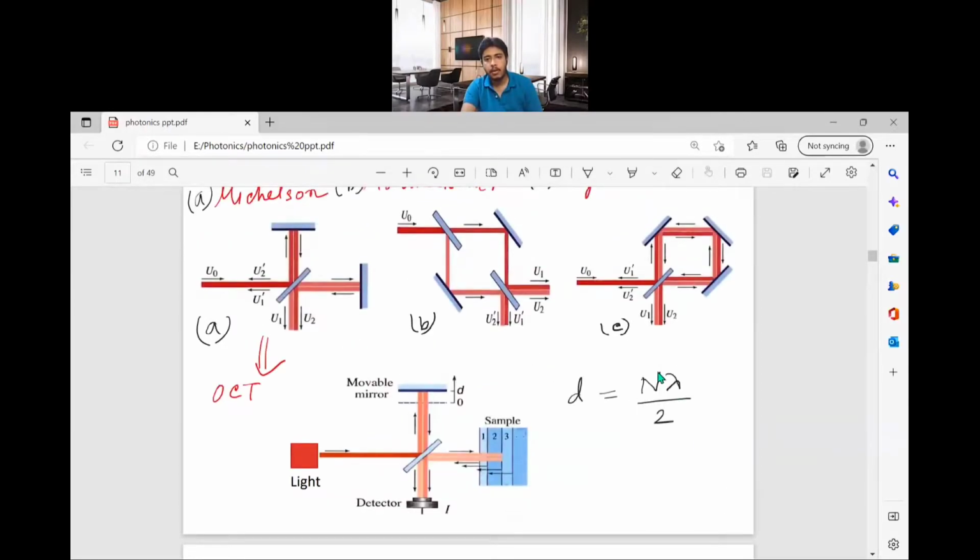This is one application, and this is the relation between the movement of the mirror and the pattern. This is the wavelength and this is the number of fringe patterns. If the distance of the mirror changes, you will get some fringe pattern at the output.